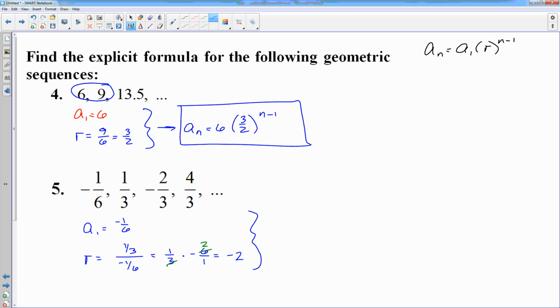So now that I have my first term and I have my ratio, my formula is my first term times my ratio to the n minus 1 power.